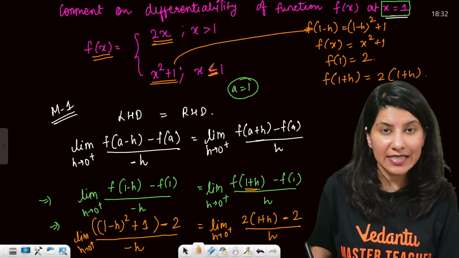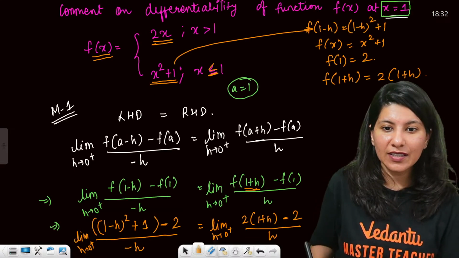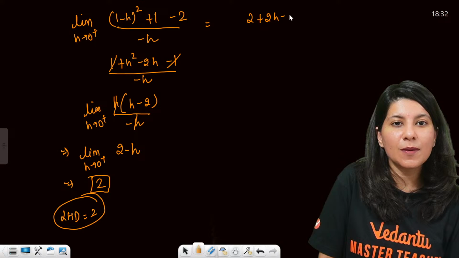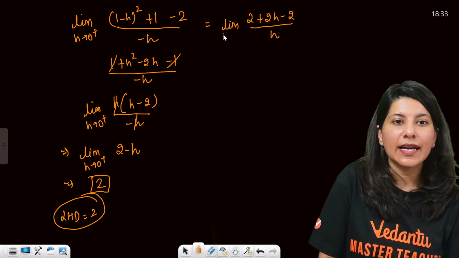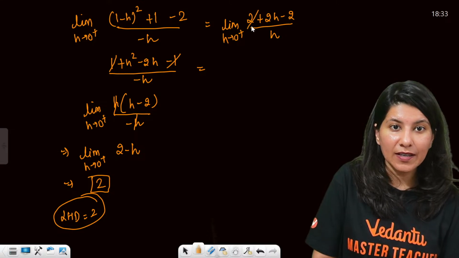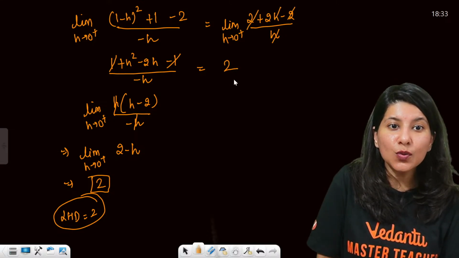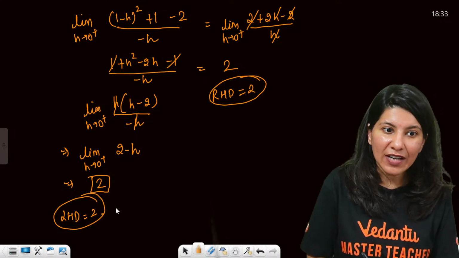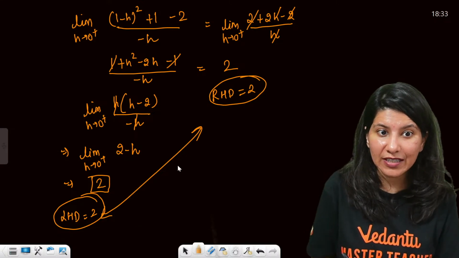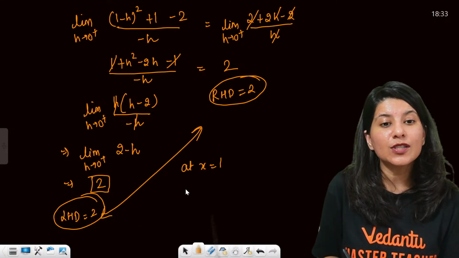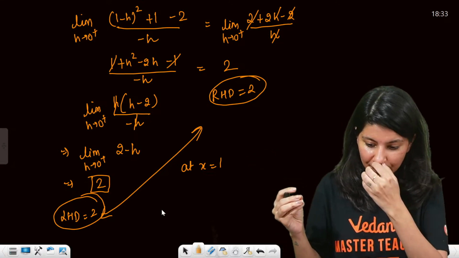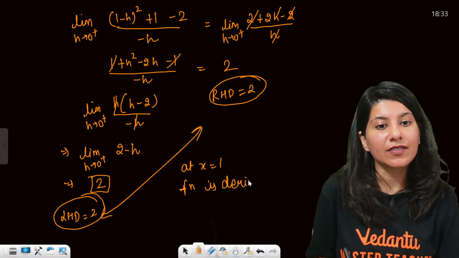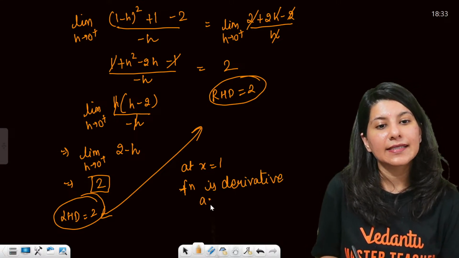The right hand derivative is absolutely easy. So right hand derivative will become 2 plus 2h minus 2 upon h, limit h tends to 0 plus, step by step. Cancel, h cancels, so 2. That means our right hand derivative is also coming out as 2. If left hand derivative is equal to right hand derivative, that means at x equals to 1, my function is differentiable.